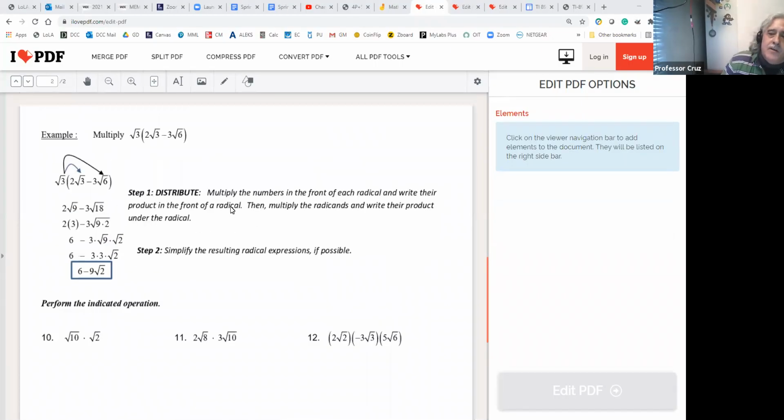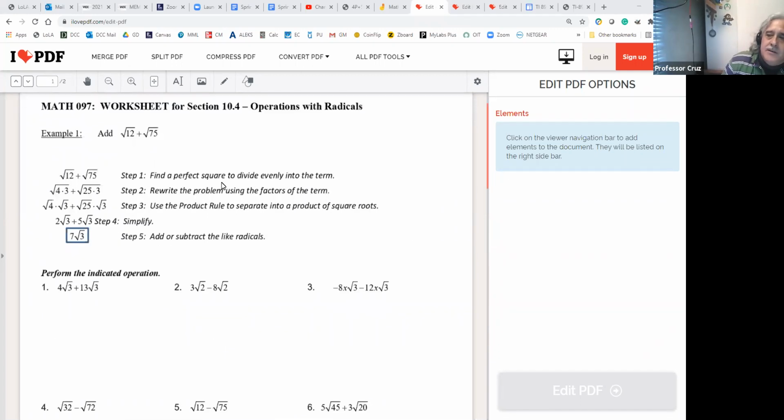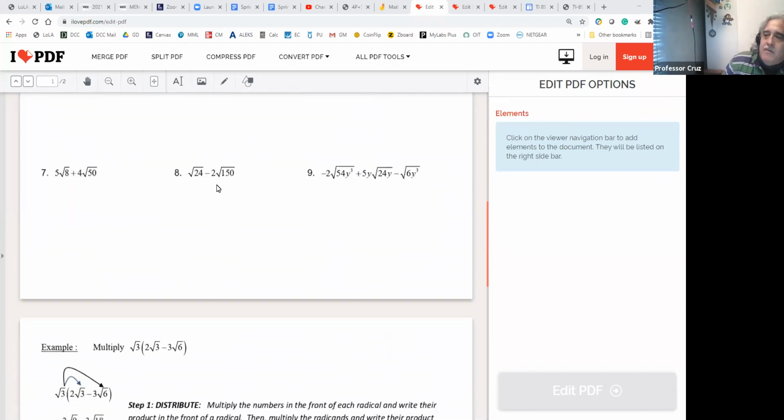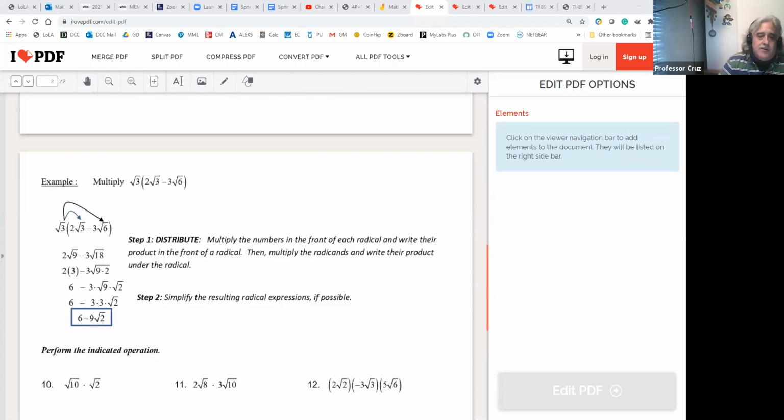Last time we looked at the first half of this 10.4, which is essentially adding and subtracting. We have to break down the radicals by taking out a perfect square, and most of the time you're going to end up with a common radical that you can add and subtract for like terms.